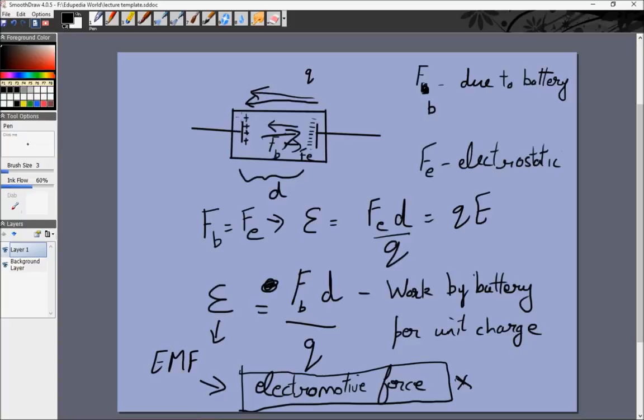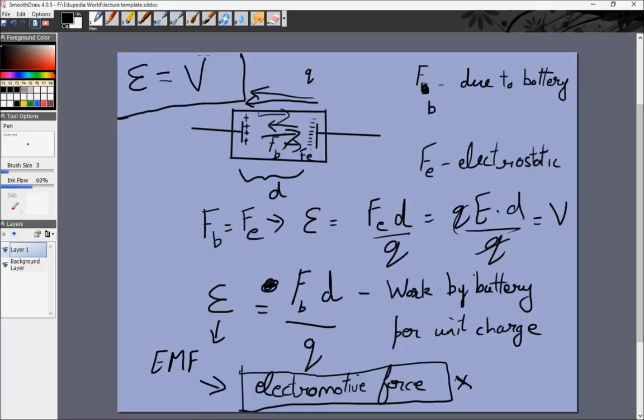FE is the electrostatic force created by this positive and negative charge, so it will have an electric field to accompany it, and FE will be equal to Q times E. Right, FE is the force on a charge Q into D by Q, which gives me E into D. And what is E into D? It is V. It is the potential difference between these two terminals. So from this we get an interesting result. E is equal to V.